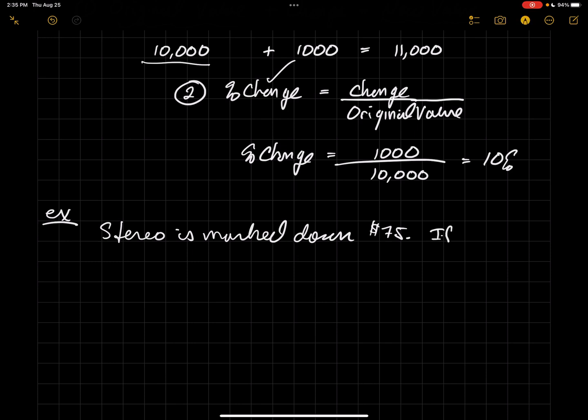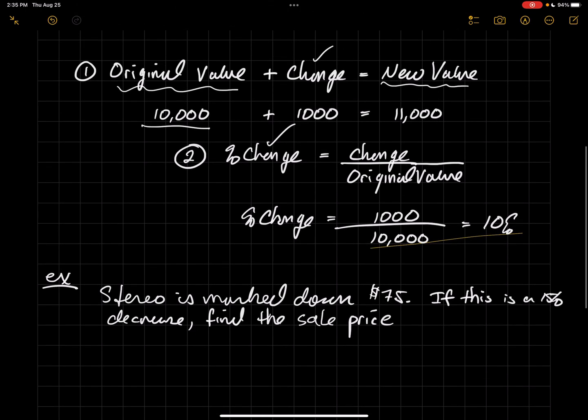Now, we're also told what the percent change is. So we're told this is a 15% decrease. Okay, so now we're being told what the percent change is. Then we're being asked to find what the sale price is. Find the sale price. Okay, so let me just kind of mark, using these same terms that we have up here for equations 1 and 2, what's being told in our problem statement.